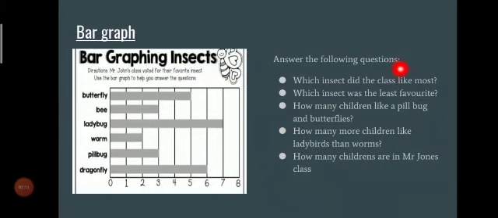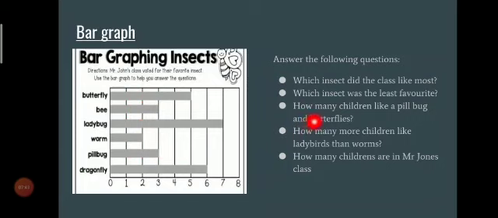Answer the following questions. Which insect did the class like most? Look at here. Which bar is the longest bar? Ladybug. 7 votes for the ladybug. It means the class liked the ladybug most. Which insect was the least favorite? Okay, now check the bar. Which bar is the smallest bar? Worm. It means this is the least favorite insect.